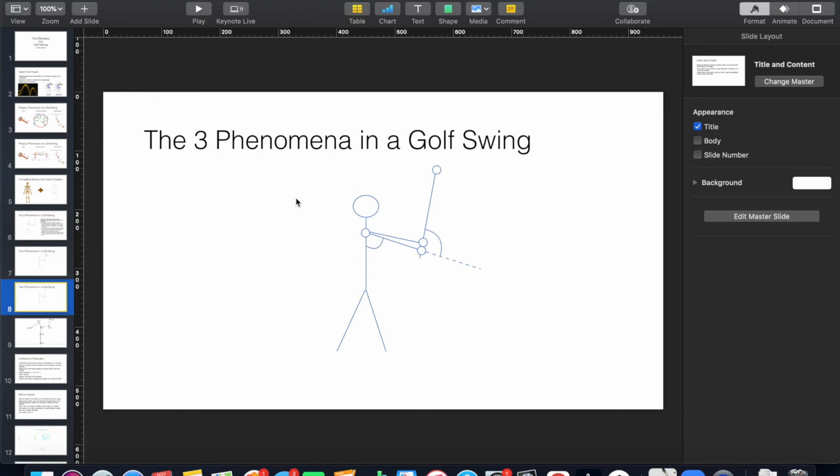We then have the double pendulum effect, where the first pivot is the shoulder. We then have the first mass being the wrist, and the second mass being the club head. And what's important for the double pendulum effect in the context of golf is that it creates an efficient transfer of energy from the shoulders to the club head.